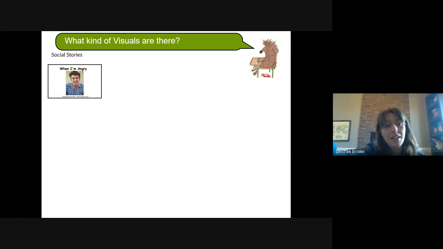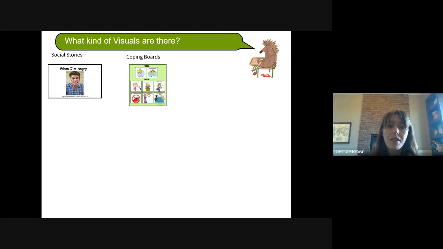So sometimes, if you type in all your information and say, make me a social story about this situation, and give as many details as possible, it can start something for you. And then you can go in and add the specific pictures or the specific information. But that is an option. There's also these coping boards or choice boards.